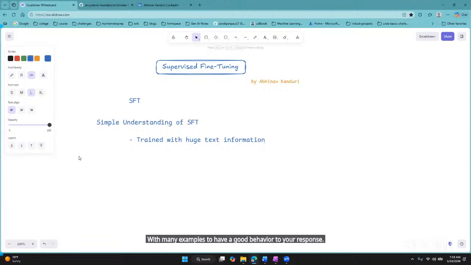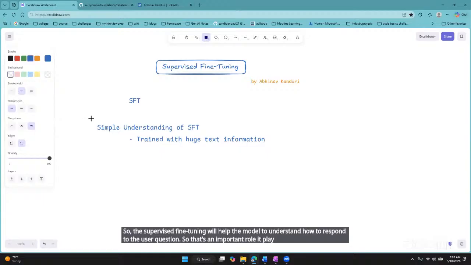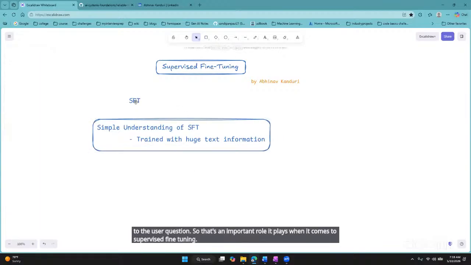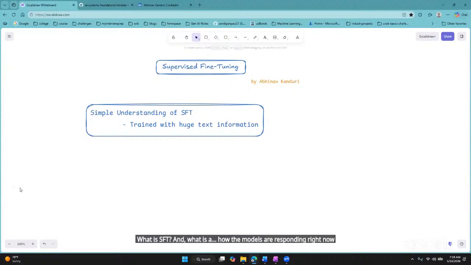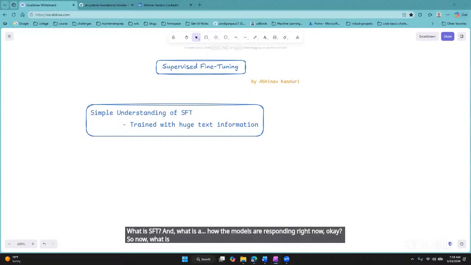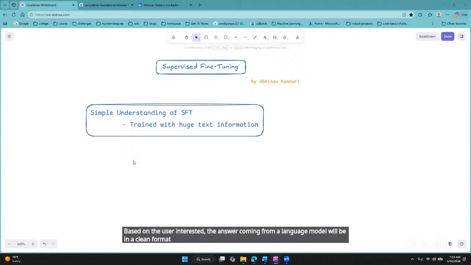So supervised fine tuning will help the model understand how to respond to the user question. That's the important role it plays. Now we have a basic understanding of what SFT is and how the models are responding. So what was the problem earlier, and what is SFT solving? We understood that based on the user instruction, the answer coming from a language model will be in a clean format and it behaves like an assistant.